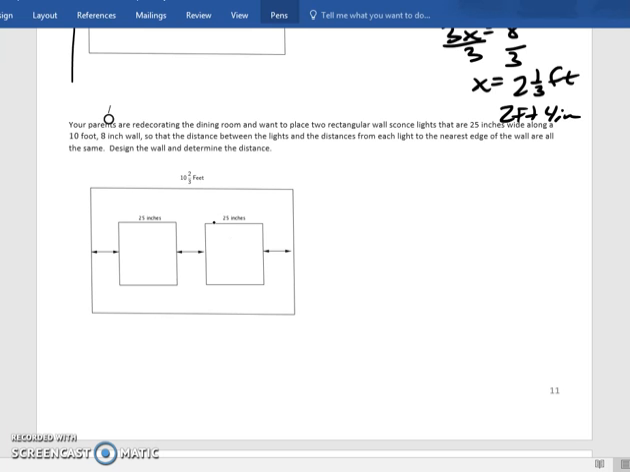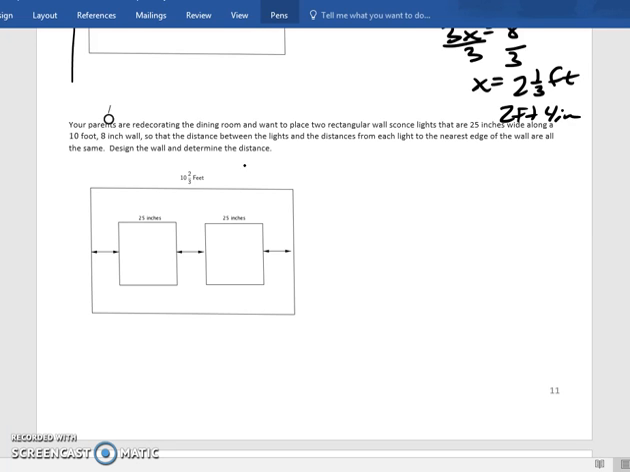So we want to get everything into the same units of measurement. I'm more of a fan of using the smaller units of measurement. That way I've got whole numbers and I don't have lots of fractions. So I'm going to convert everything into inches. I'm already in inches, and 10 and 2/3 feet, I need that.